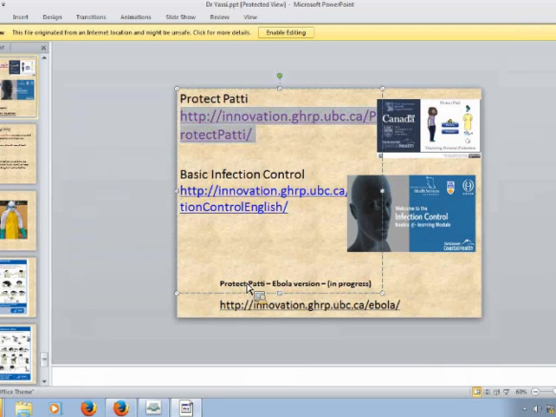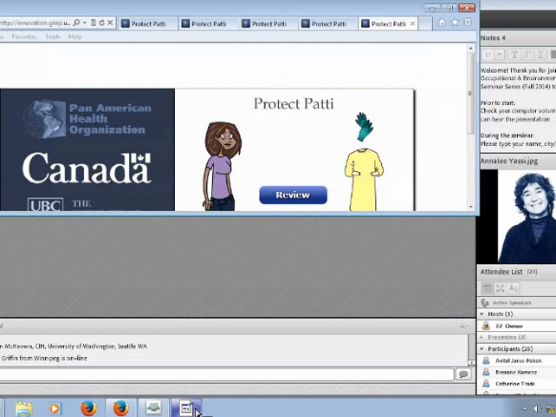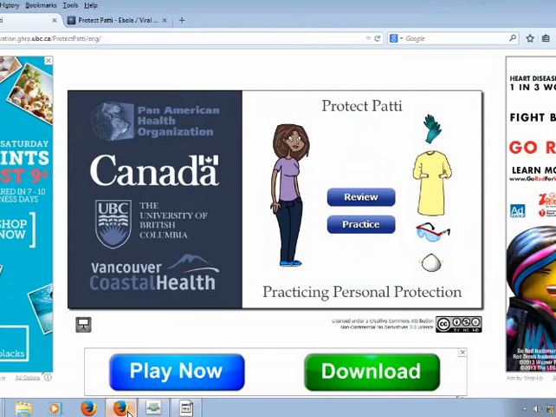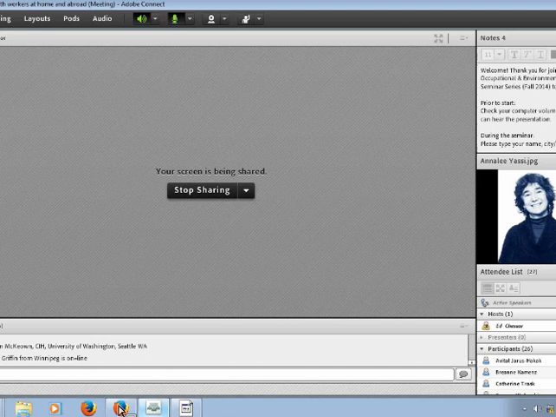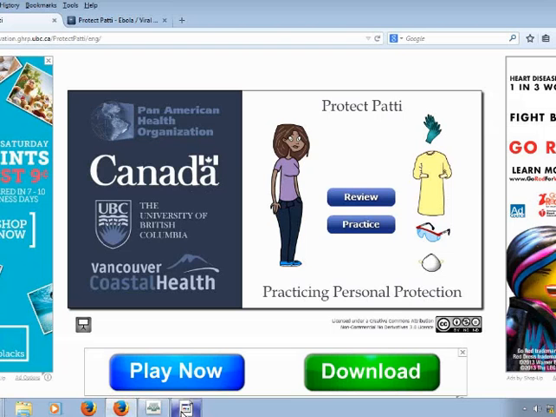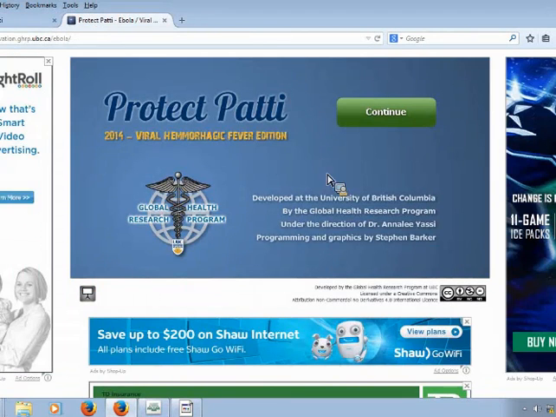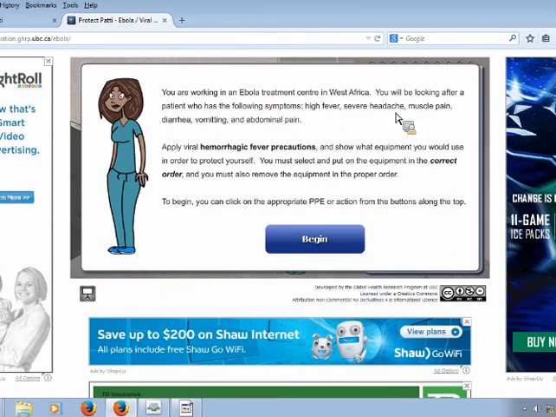We've also just created one that's Ebola specific, which has some differences to it. I'm not sure if this is going to work. Oh yeah, that's right. Okay. Now this one was just created yesterday, and so there's a bunch of stuff that needs to get fixed.